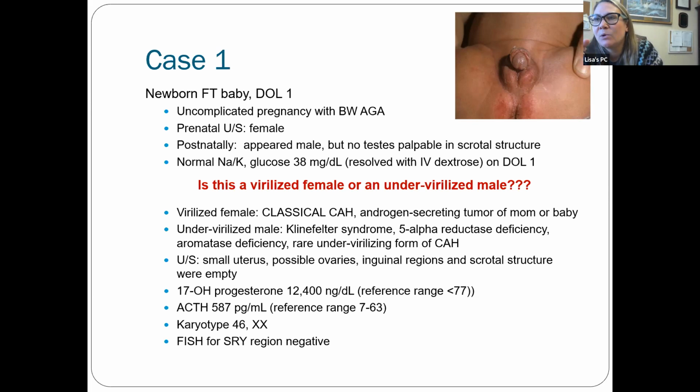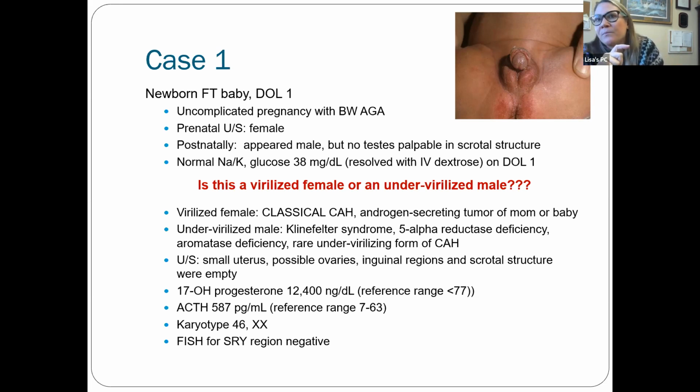On my PEDS boards, they gave a clinical vignette that was somewhat like this, a virilized female, and you could deduce that they were talking about a baby girl with CAH. And they said, what's the most likely karyotype? And the answer is 46XX. They were just trying to make sure you understood that CAH is not an XY issue. It's an adrenal enzyme issue. So keep that in mind.